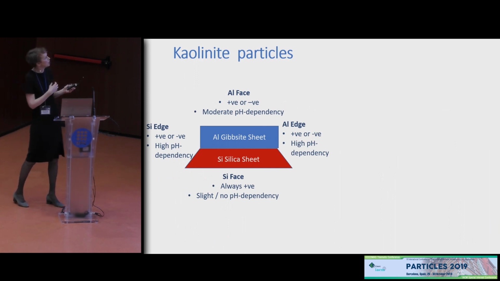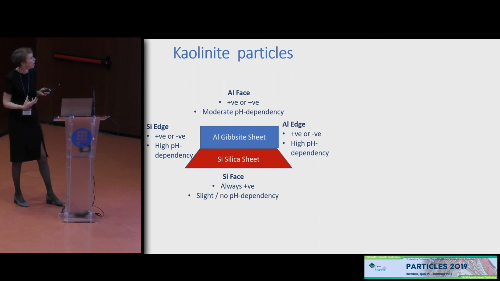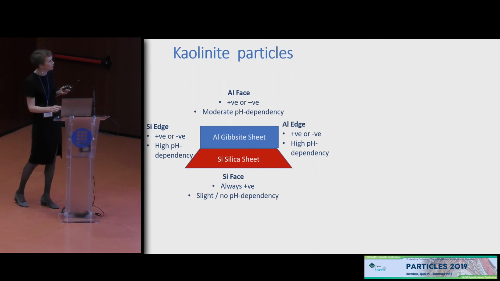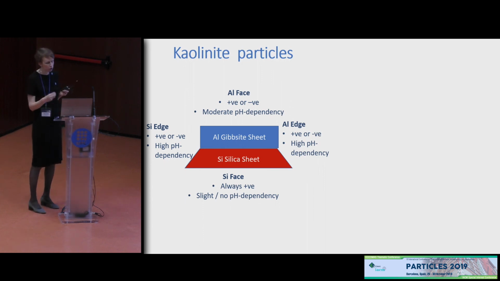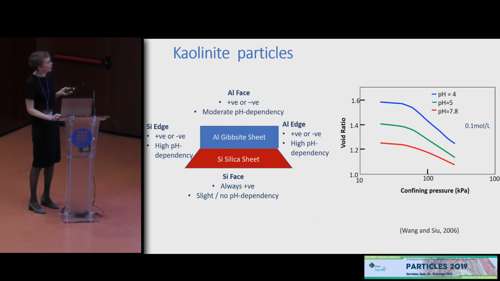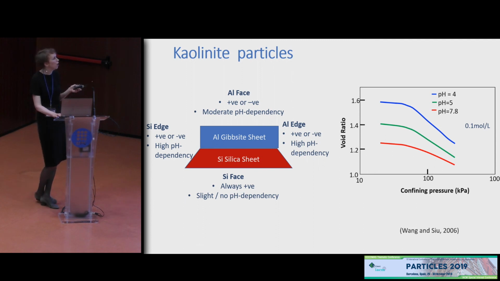This is a schematic diagram of kaolinite, an active clay. And what we can see here is that the charge, or the interactions between particle surfaces, are very dependent, and our interactions are either positive or negative, meaning we can have either repulsion or attraction between our grains. This affects the mechanical behavior, and you can see here the tendency of behavior in a simple oedometer test.